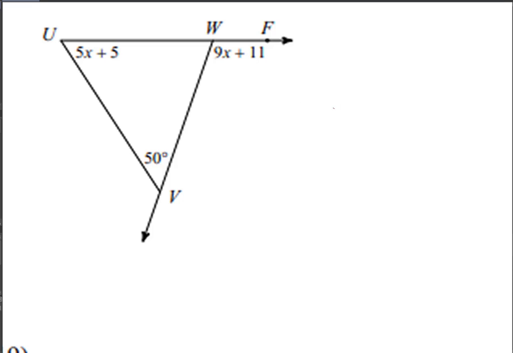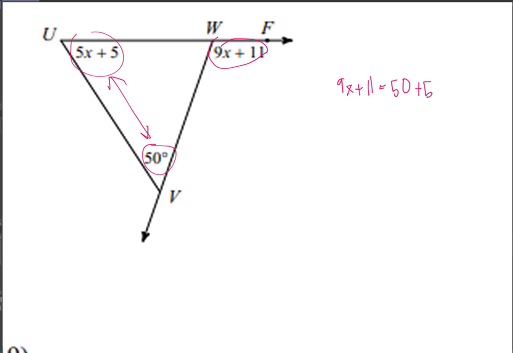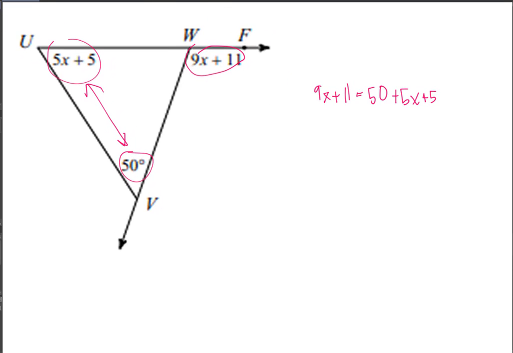So here we go. Let's see, you have 5x plus 5. Oh, sorry, let me do this. Once again, this is an exterior angle, and it's equal to the sum of these two. I put both of these together, and in so doing, I should equal this angle here. So I get 9x plus 11 is equal to 50 plus 5x plus 5, okay? And at this point, it's just solving. Once you have it set up like that, it's really just a simple algebraic solving for x.